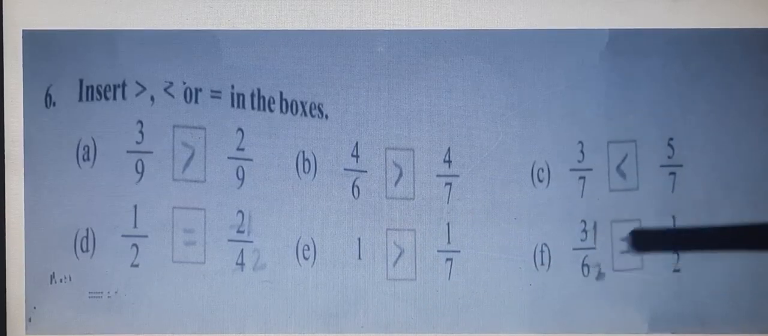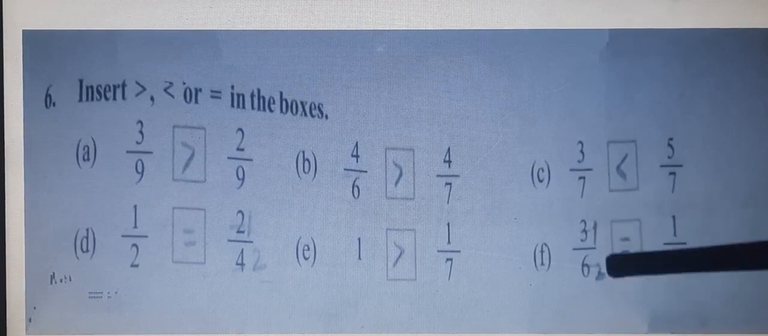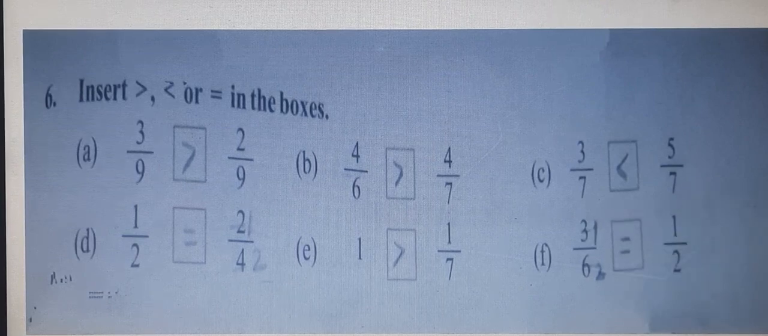Next is 3 upon 6, 1 upon 2. 3 ones are 3, 3 twos are 6. Convert it into lowest form. 1 upon 2, 1 upon 2. So put equal sign here.